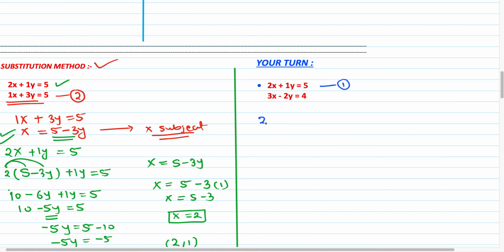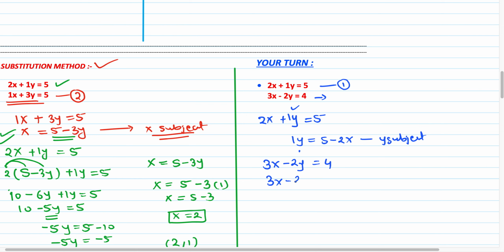So 2x plus 1y is equal to 5. I can just keep y because it's 1 only, so nothing has to be divided. So 1y is equal to 5 minus 2x. Okay, so I have already made y the subject, right? So I will take the next equation, that is this one. I'll copy down here, 3x minus 2y is equal to 4. 3x as it is, minus 2, in place of y I will write this: 5 minus 2x, is equal to 4.